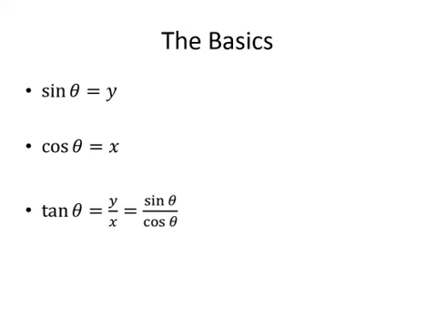Our sine theta is equal to the y value, our cosine is equal to the x, and our tangent is equal to the y over the x. Another way of writing tangent is sine over cosine. So if you take the sine value and divide it by whatever the cosine was, you end up finding your tangent.